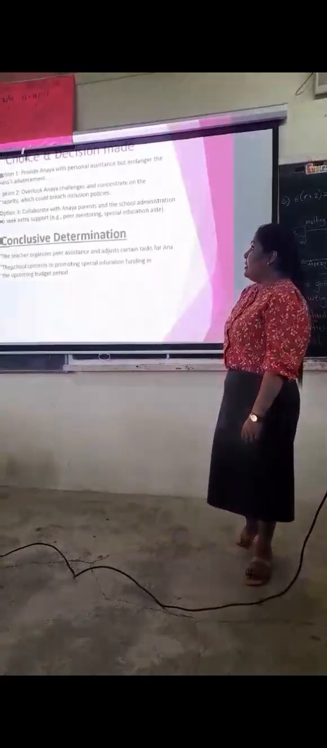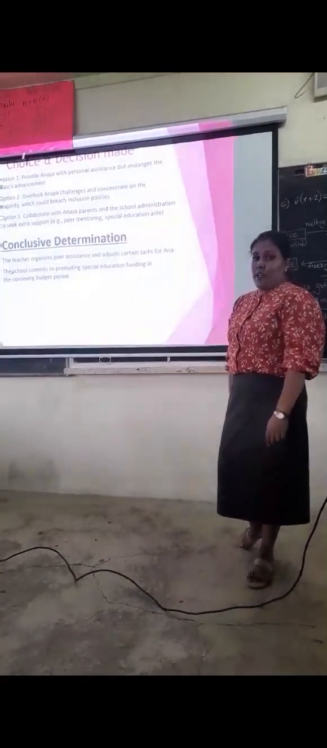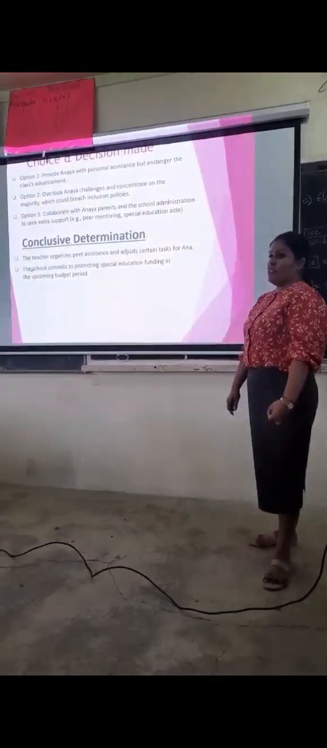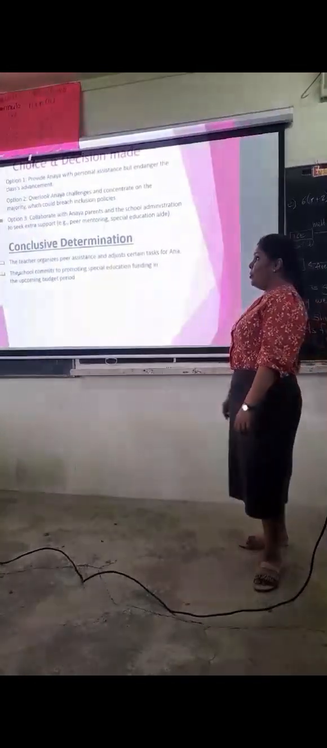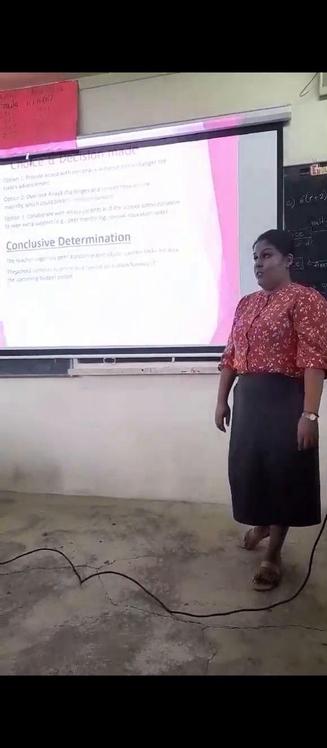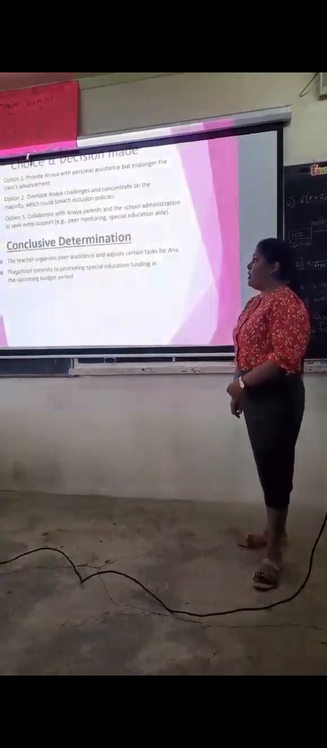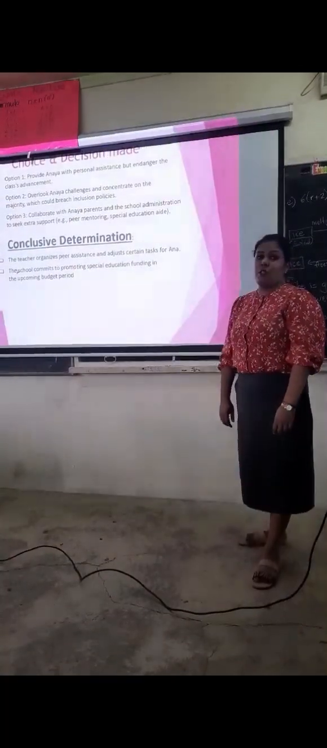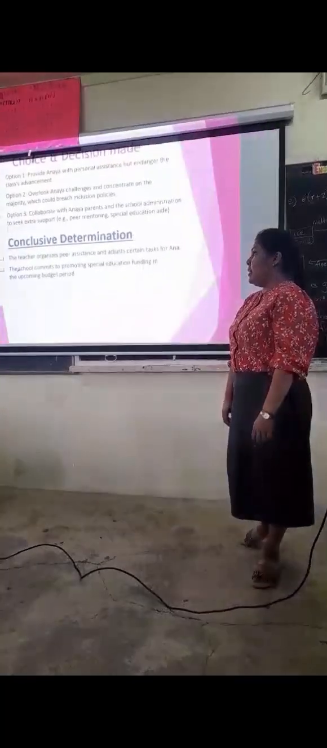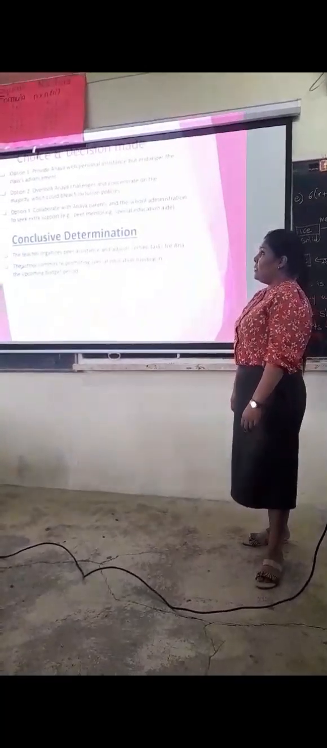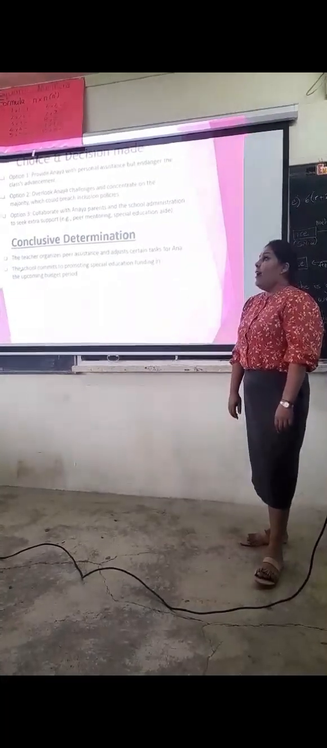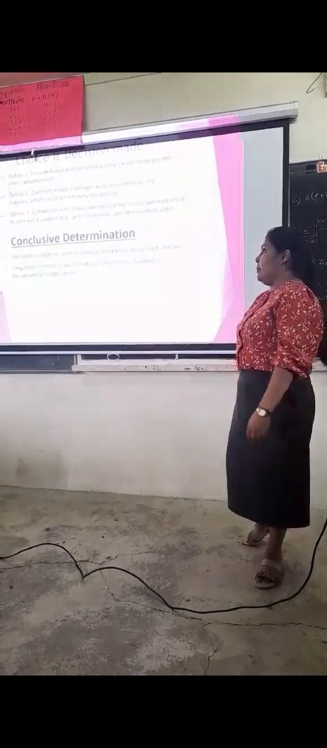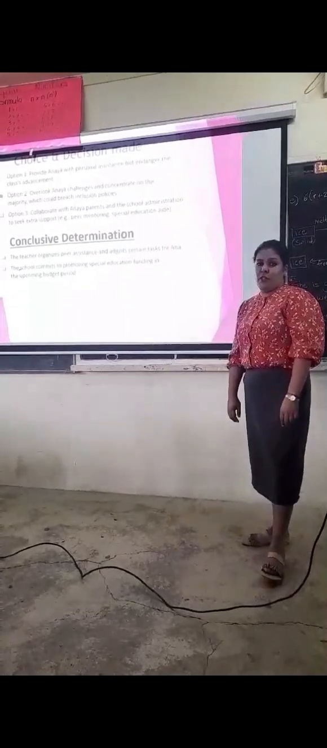Choice and decision made. Option 1: provide Anaya with a personal assistant. Option 2: overlook Anaya's challenges and concentrate on the majority. Number 3: collaborate with Anaya's parents and the school administration to seek extra support, for example peer mentoring and special education.